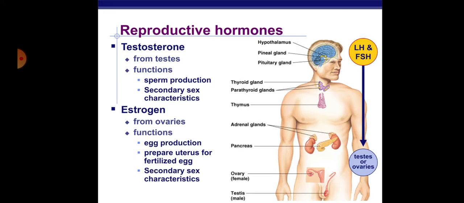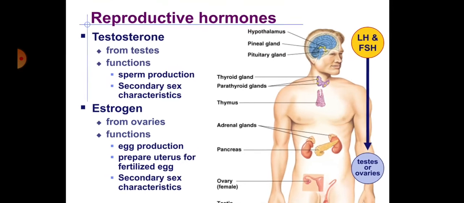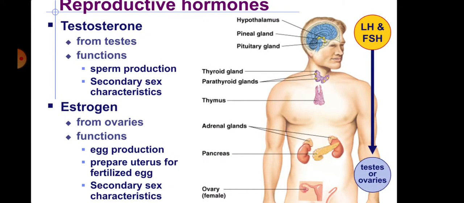Now, in this diagram, you can see the general organs which produce hormones in the body: the hypothalamus, the pineal gland, the pituitary gland, which is responsible for secretion of the hormone LH, luteinizing hormone, and follicle stimulating hormone FSH from the brain, which triggers the testes in the males and ovaries in the females to produce testosterone and estrogen respectively.